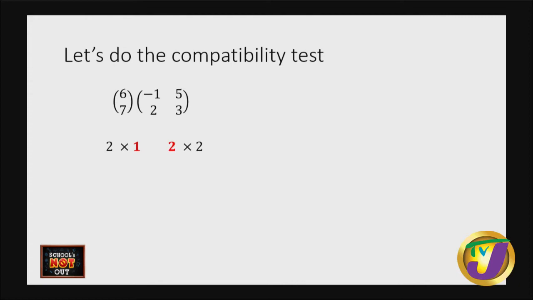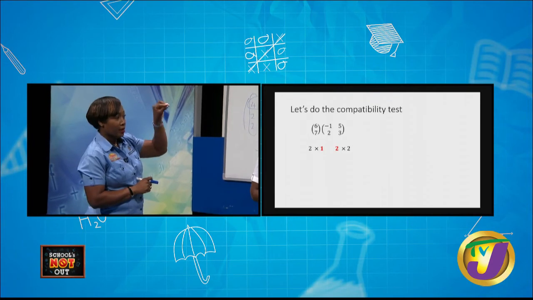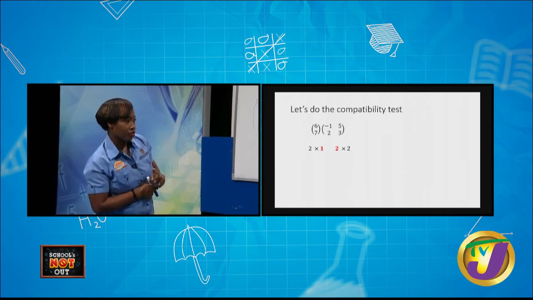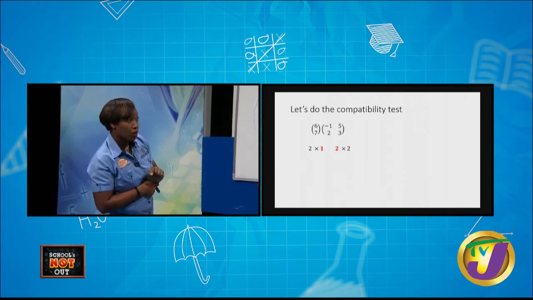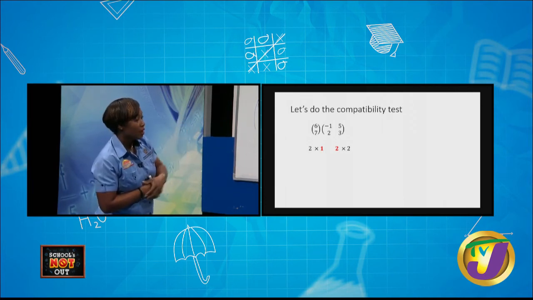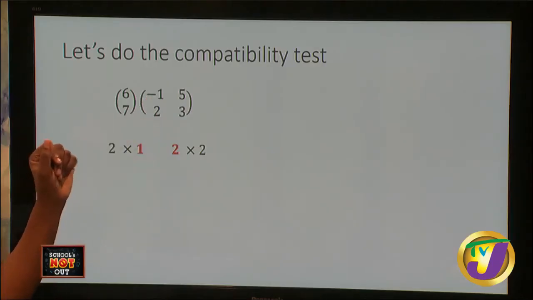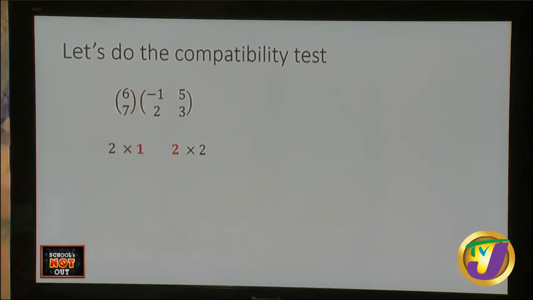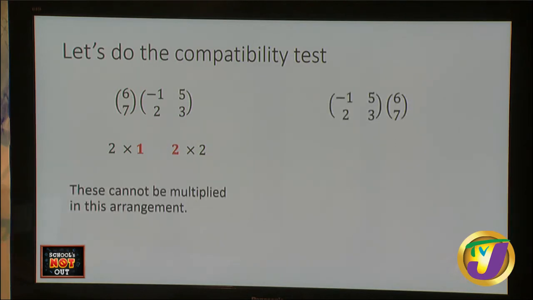Let's find out some things first. For the first matrix we have two rows, and each of those rows has one element. So for my first row that I'm going to multiply, I have one element, and I would hope to have one element over there as well. However, the second matrix has two rows, and each of those columns has two elements. So we have a problem, because I only have one element in my row. It can't work for these two. So we can agree then: my row has fewer elements than my column. These cannot be multiplied in that arrangement.